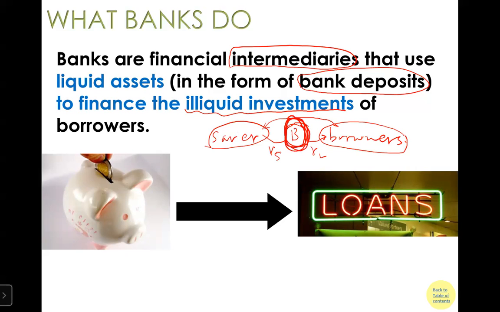And the reason there's a difference is that savers cannot find a borrower, or they cannot trust a random borrower, right? So they must rely on the bank. So they are willing to receive RS, less than RL, because the bank is going to bear, the bank is going to incur some risk. Right, so this is the business model for a modern bank.